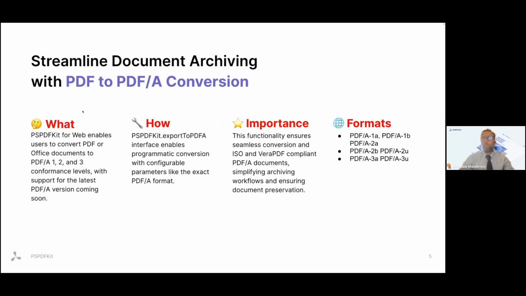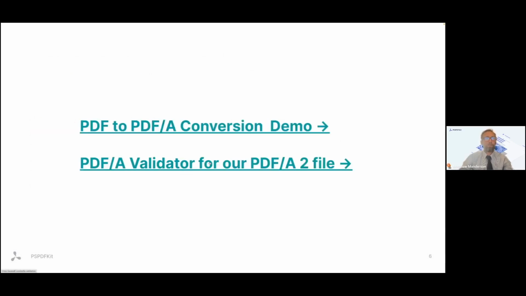The next feature we want to look at is the PDF to PDFA conversion. PDFA is being heavily requested, particularly for archiving purposes, and until now we haven't had that capability, but now we have it for basically all the levels: PDFA 1, 2, 3, 4, and their various parts. And this basically gives your documents compliance with a number of compliance levels, for example, with ISO and the VeraPDF compliant documents.